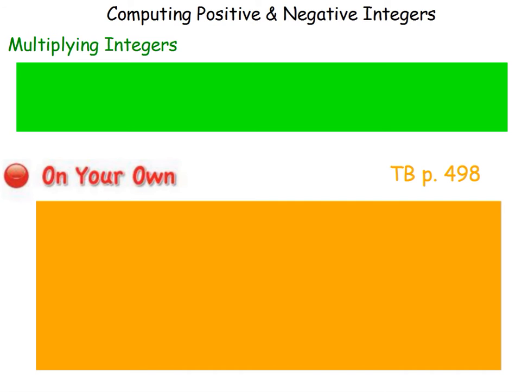Let's take this information now and just put it into a general rule. I do want this information written into your notes for your computing positive and negative integers.